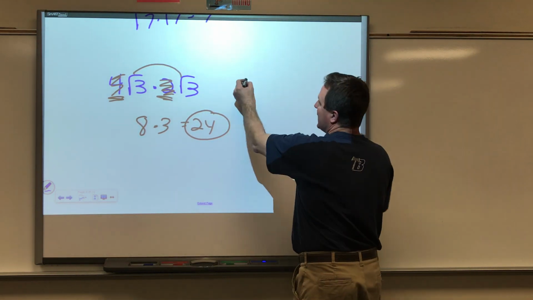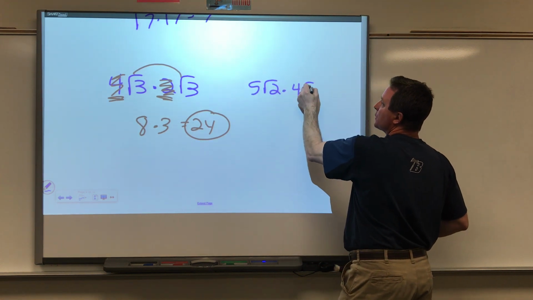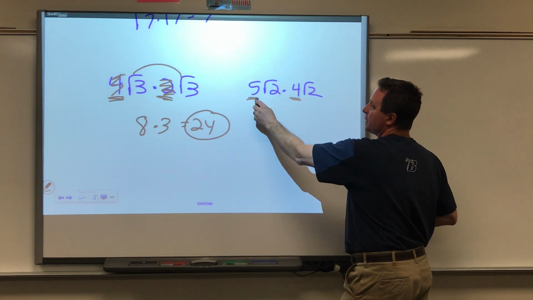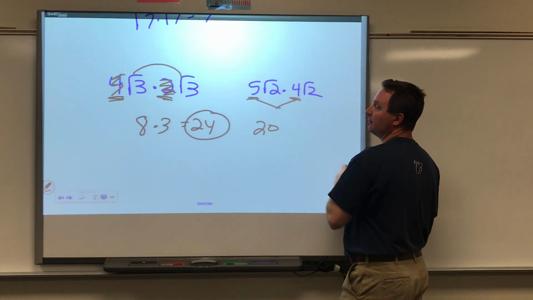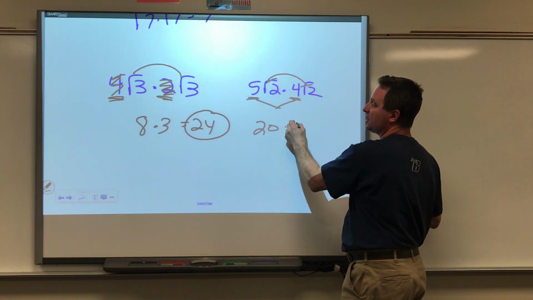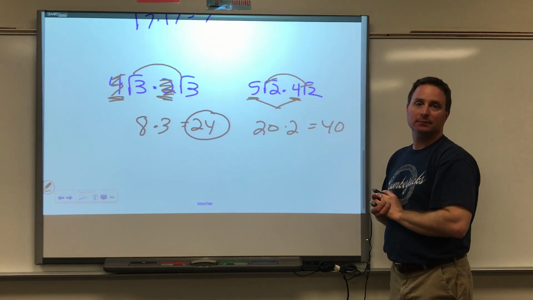Okay. One last one just to finish here. 5 square roots of 2 times 4 square roots of 2. Again, I like doing the big numbers first. The big number with the big number is 20. The square root of 2 and the square root of 2, they kind of cancel out, which gives us just big 2. And 20 times 2 is 40.